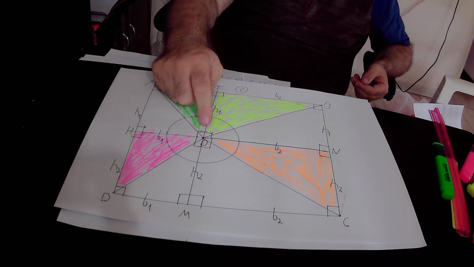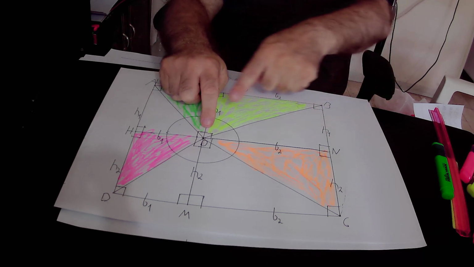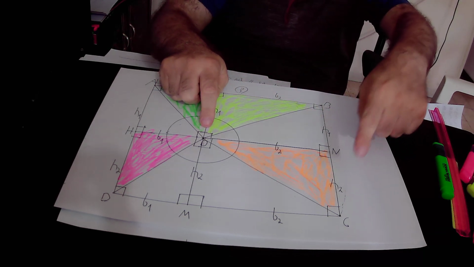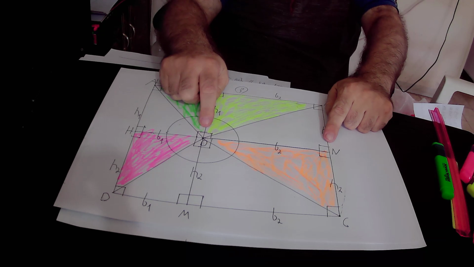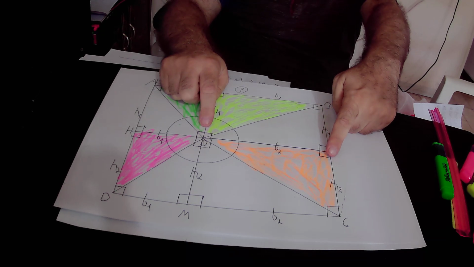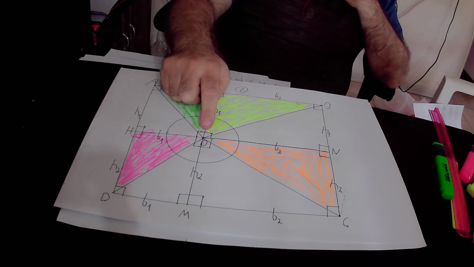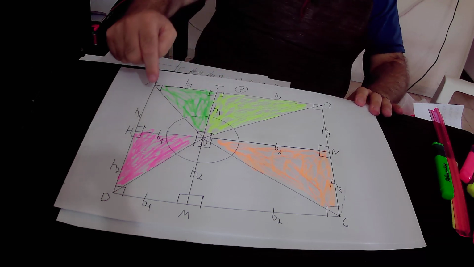From point O, we go perpendicular on BC. Again, from point O, we go perpendicular on BC. So this angle equals 90 degrees, and this angle also equals 90 degrees according to our construction. We extended the perpendicular from point O towards AD.